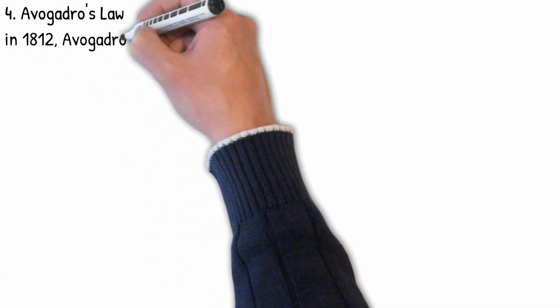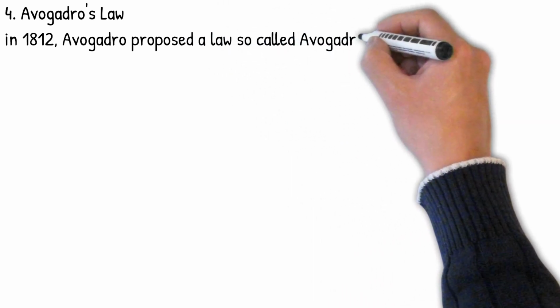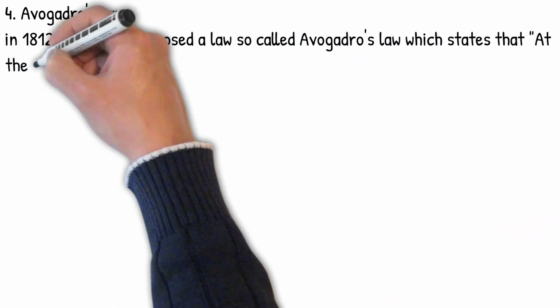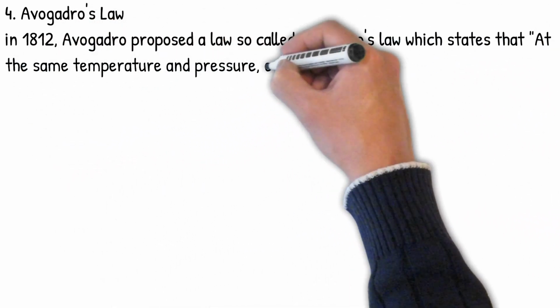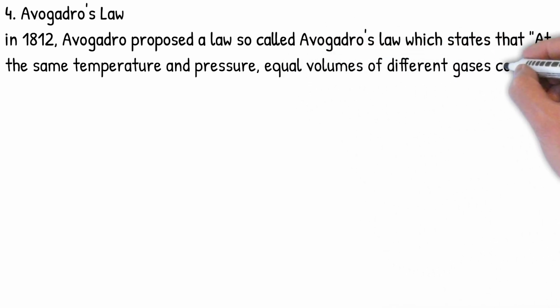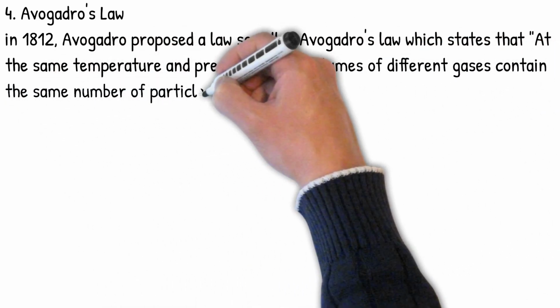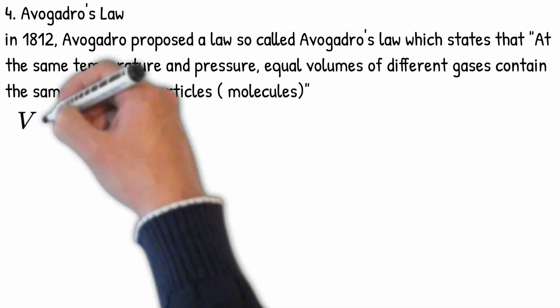Number 4. Avogadro's law. In 1812, Avogadro proposed a law, so-called Avogadro's law, which stated that at the same temperature and pressure, equal volumes of different gases contain the same number of particles or molecules. Volume is directly proportional to number of moles.